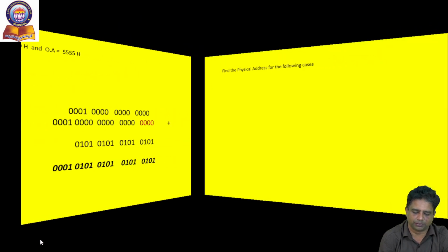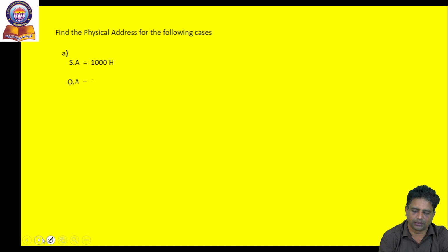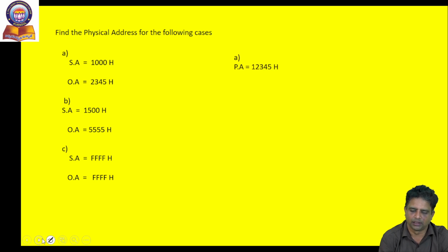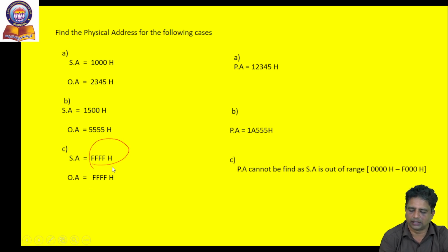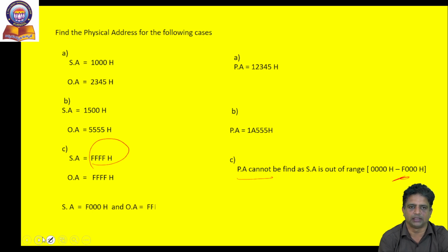So if we have a simple practice on all these things, given addresses, finding the physical address. The first one is very easy. The final physical address will be 12345H. Then it will be 12235H, and the other one is 18555H. Looking at the last one, the segment address range is exceeded, so it is not suitable for finding the physical address. So these are some practice examples which will help us understand the memory segmentation concept.